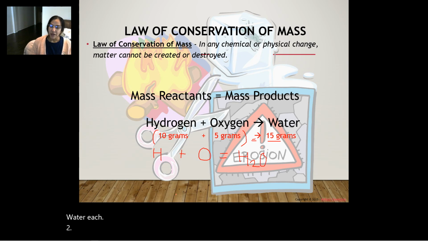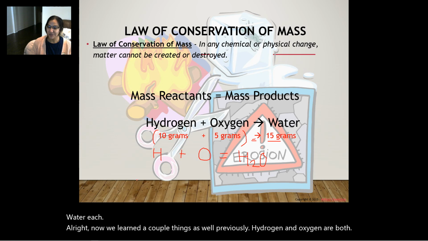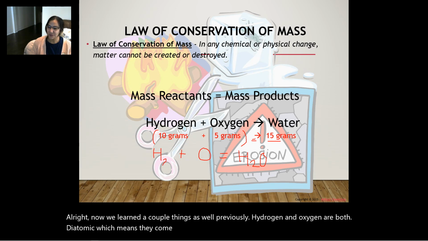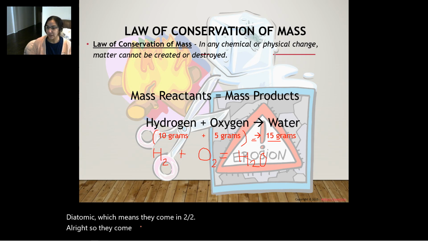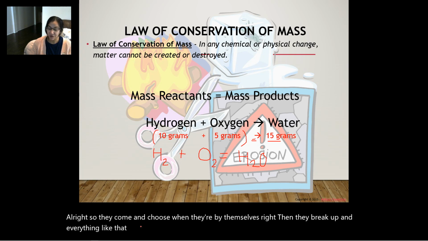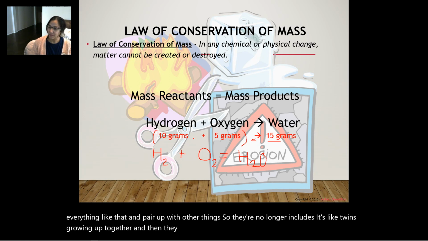All right, now we learned a couple things as well previously. Hydrogen and oxygen are both diatomic, which means they come in twos. All right, so they come in twos when they're by themselves, right? Then they break up and pair up with other things, so they're no longer in twos. It's like twins growing up together and then they separate, right? That's what these are. Okay, so we're gonna go ahead and balance.